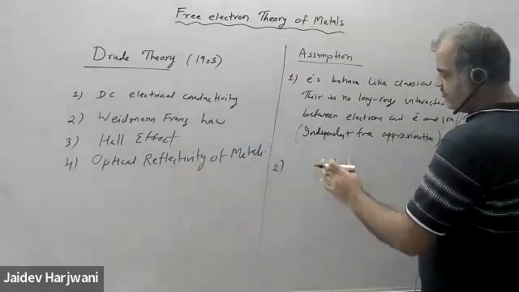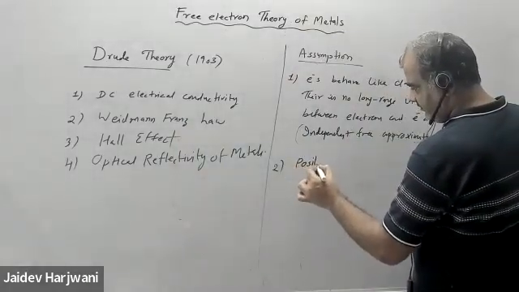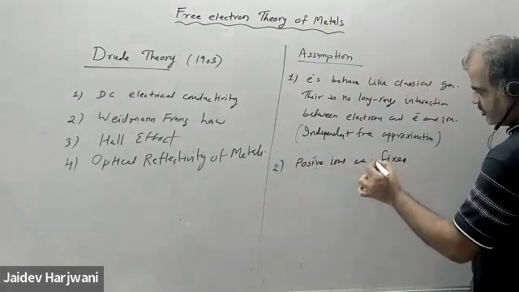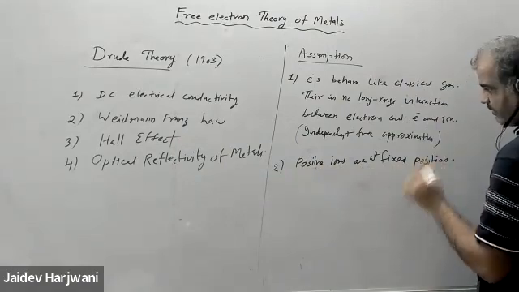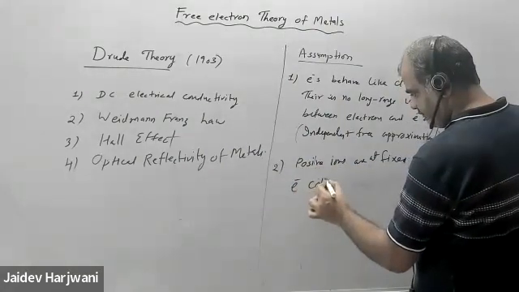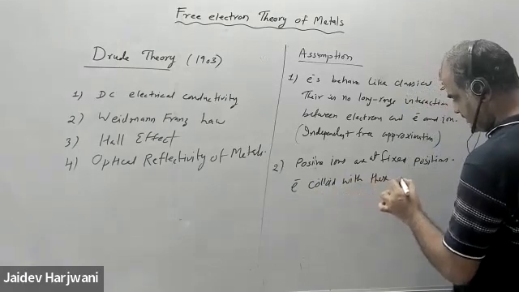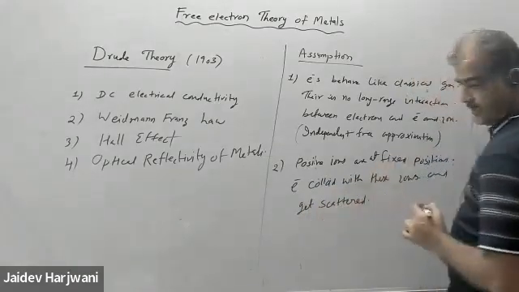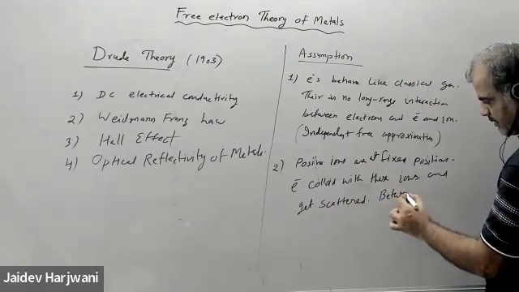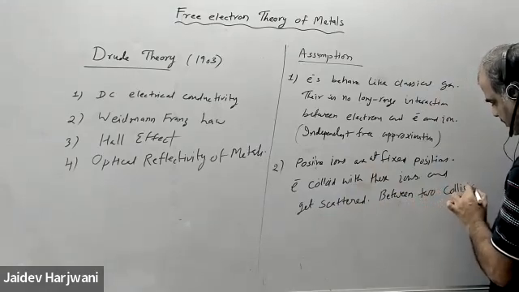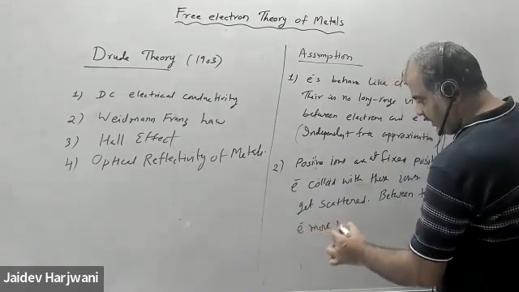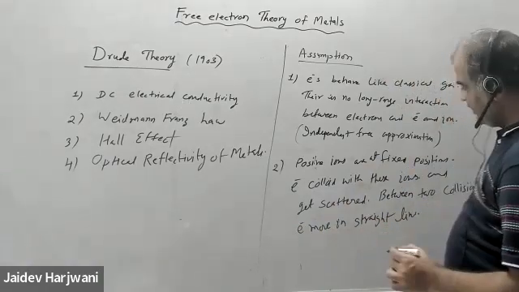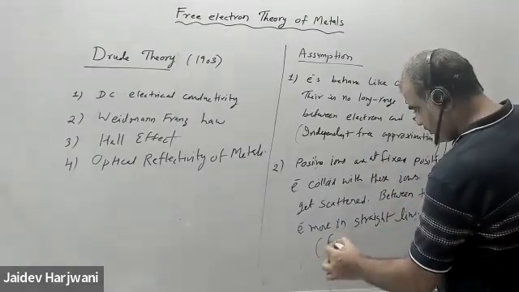So the second approximation is that the positive ions are fixed in the lattice, at fixed positions. Electrons collide with these ions and get scattered. But the important thing is that between two collisions, the electron moves in a straight line. This is called the free electron approximation.